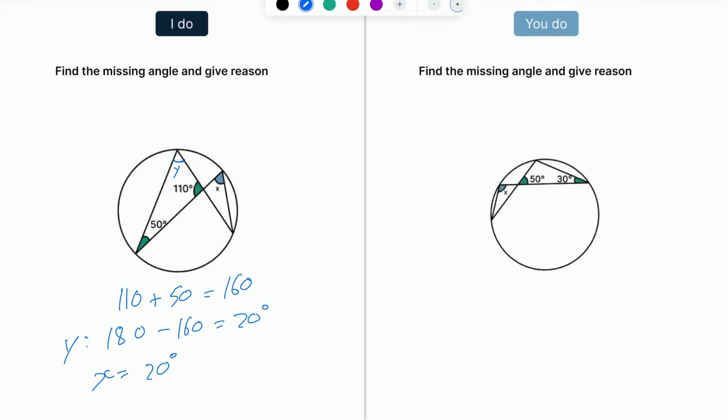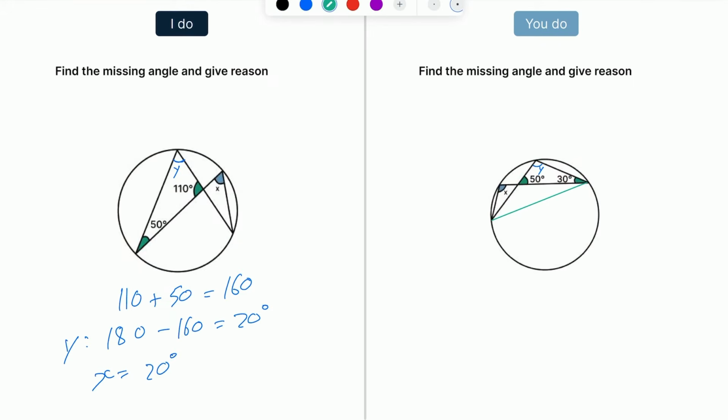Now, again, with this one, that x there is equal to that y there, okay? Because they're both subtended by the same chord. So if I draw that line there, that chord creates that angle, and that chord also creates that angle.